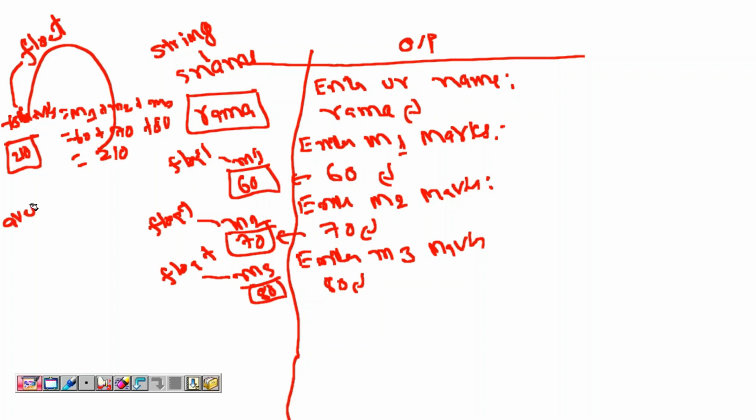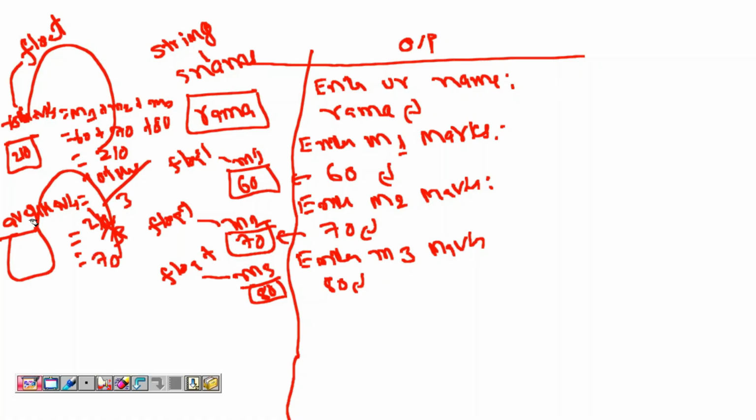Next you have to calculate what marks? Average marks. Average marks equal to total marks by number of subjects. Number of subjects means 210 by 3. 70. How much value? 70, na? 70 will be here. Now you got average marks.